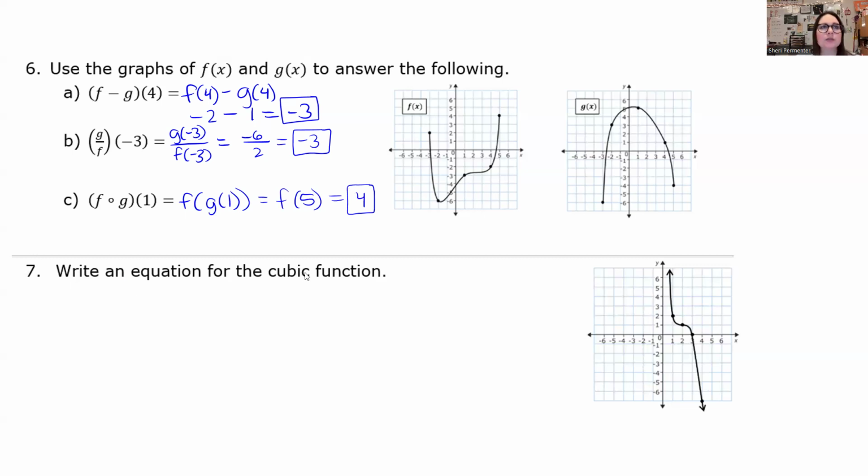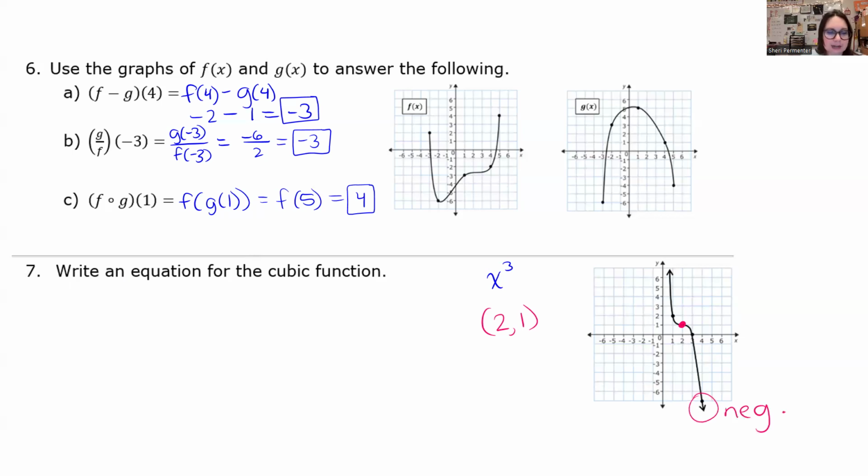Last, write an equation for the cubic function. This is multiple choice, so you'll have a little bit of a crutch there. This is a cubic, so we know it's going to be an x cubed graph. I need to find my center or starting point. So it's at 2, 1. Also, is this graph positive or negative? From left to right, my graph is pointing down, so this is a negative graph.